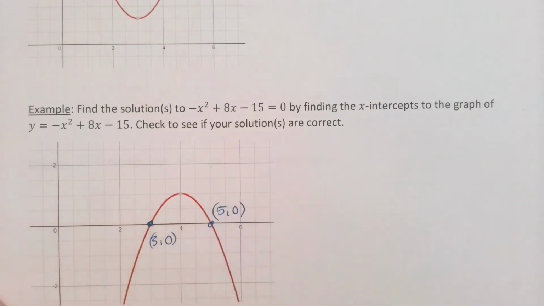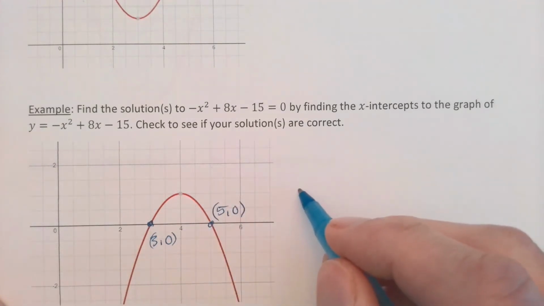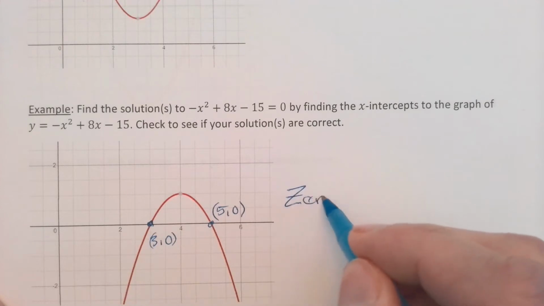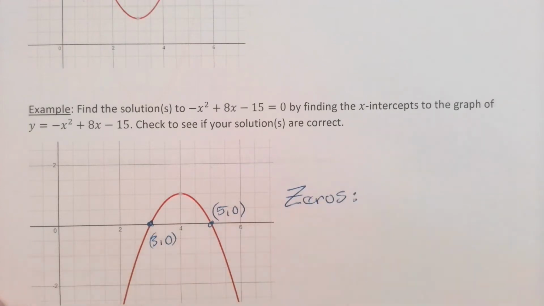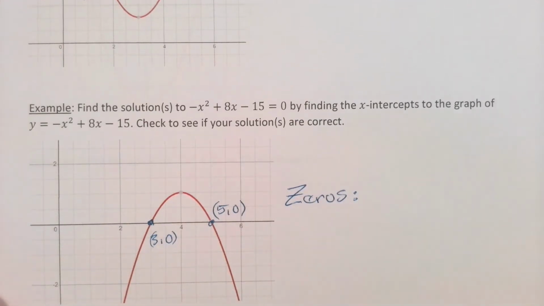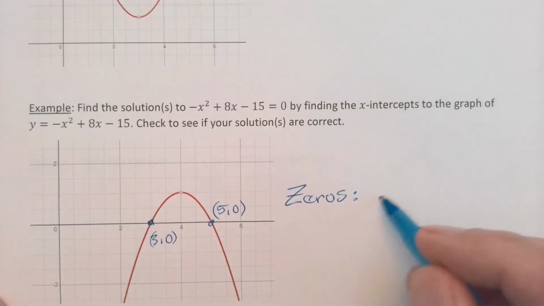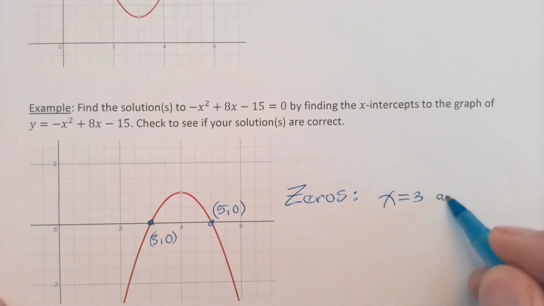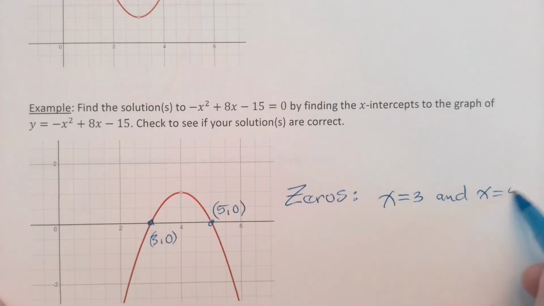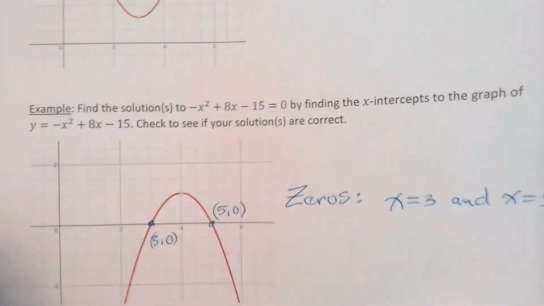And so if we did our work correctly, our solutions, let's call them zeros this time so we get more facility with the vocabulary. The roots, the solutions, the zeros are x equals 3 and x equals 5. This is pretty easy, isn't it? Now there are other methods for finding these solutions, but today we're focused on solving by graphing.